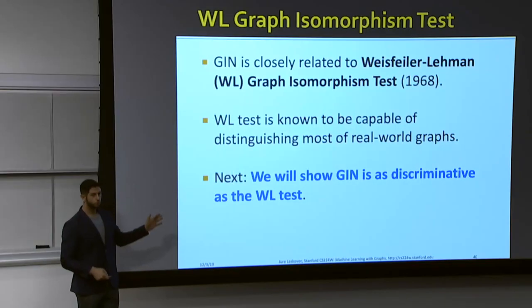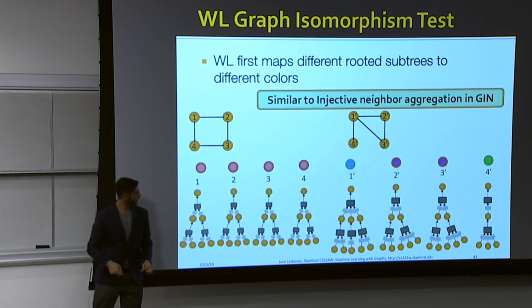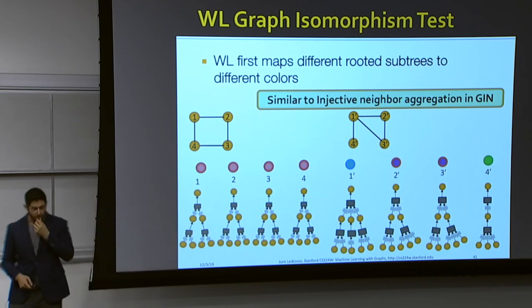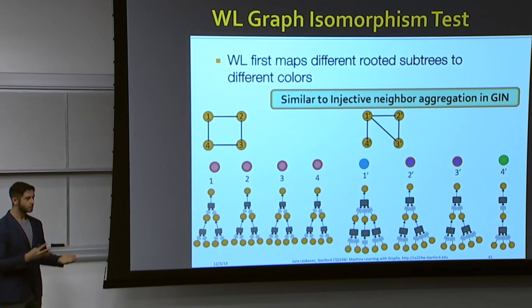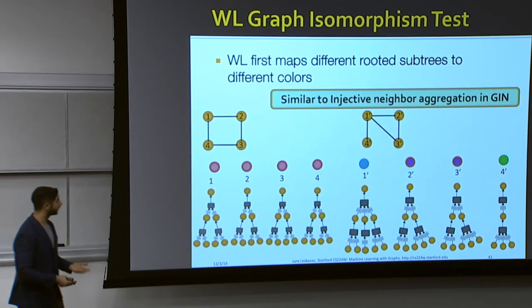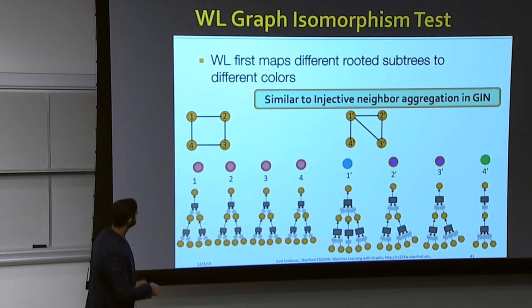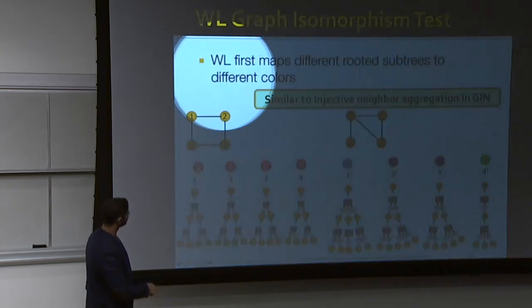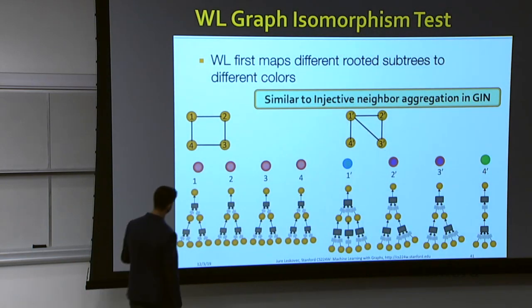Now, we want to show that GEANs are as discriminative as the WL test. And how do we do that? We try to show that the WL test and GEAN work with exactly the same kind of functionality. They have been built with the same kind of design. So what does the WL test do? First of all, it maps different rooted subtrees to different colors. And this is the same thing that we've seen in the injective neighbor aggregation in GEAN.